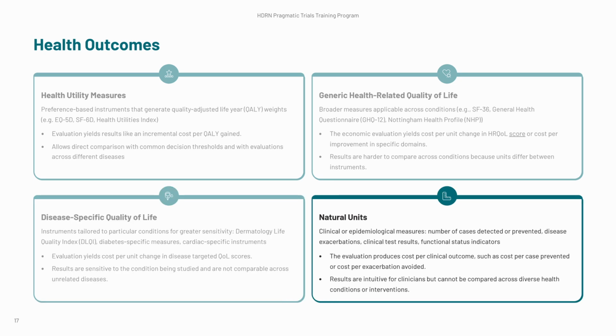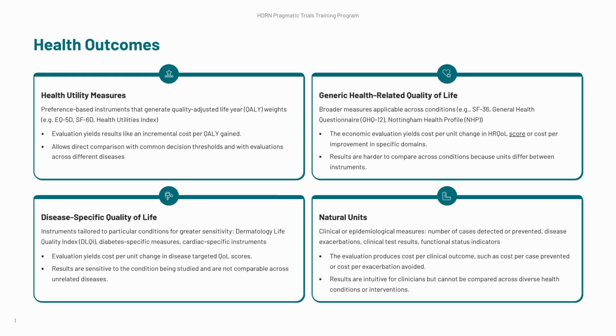Finally, we have natural units, like cases detected, exacerbations prevented, or improvements in functional status. These outputs are very intuitive for healthcare providers, but do not support cross-condition comparisons. In practice, many pragmatic trials combine more than one type of outcome measure. For example, pairing a disease-specific measure with a utility instrument, so that both clinical relevance and broader comparability are captured.